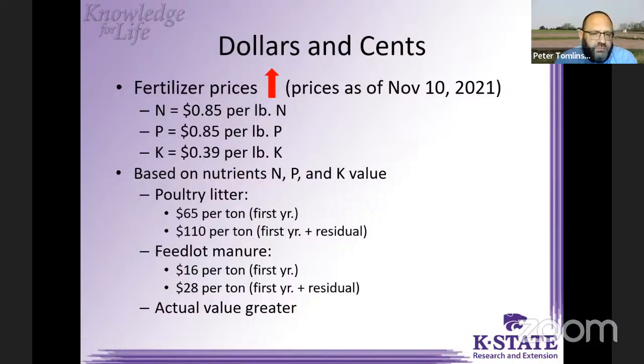In terms of feedlot manure, first year, $16 per ton. Factoring in that residual, we come up to $28 a ton. And this is just on N, P, and K values. Those are easy to put a direct value on when we think about all of the micronutrients that are contained in manure and the organic matter that we're returning to our cropping system. Those values, I think, are even higher than what I've shown here.